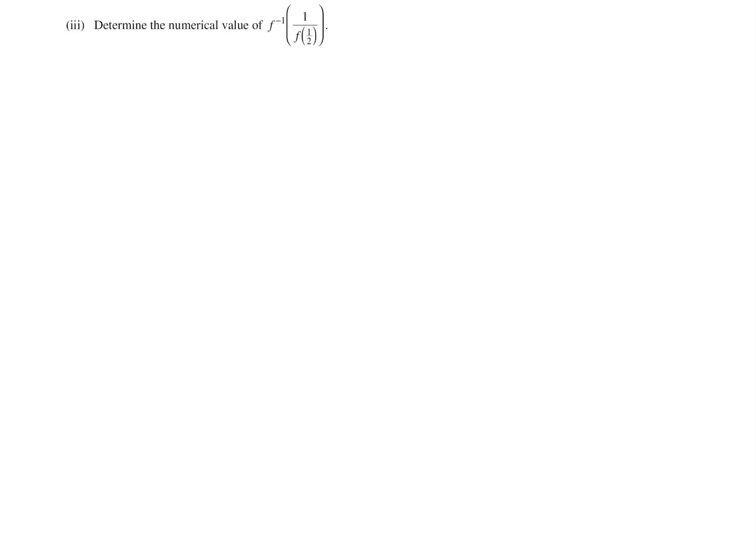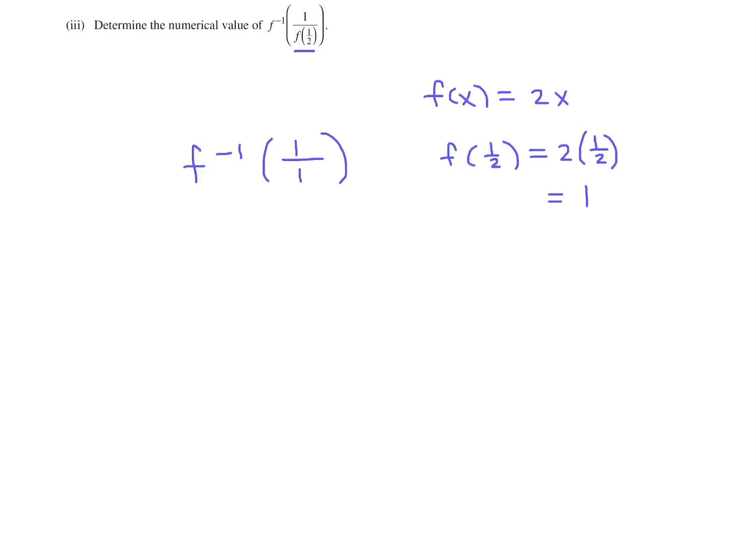And now determine the numerical value of f^-1(1 over f(1/2)). Okay? So y equaled f(x), and f(x) was equal to 2x, correct? So I'm just going to do this one first. f(1/2). So I guess plug in 1/2 for x, like that, and that becomes 1. All right? So what this leaves me with is f^-1(1 over 1). Correct? So we got f^-1 of 1.